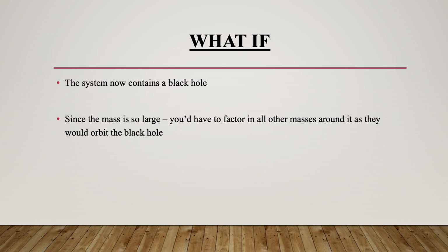And then finally, the question of what if. What if our system now contains a black hole as well as the other components that we'd already been working with? Then you would have to include the gravitation of the planet around the black hole. Since the mass of a black hole is so big, all other objects would orbit around it as a central feature.